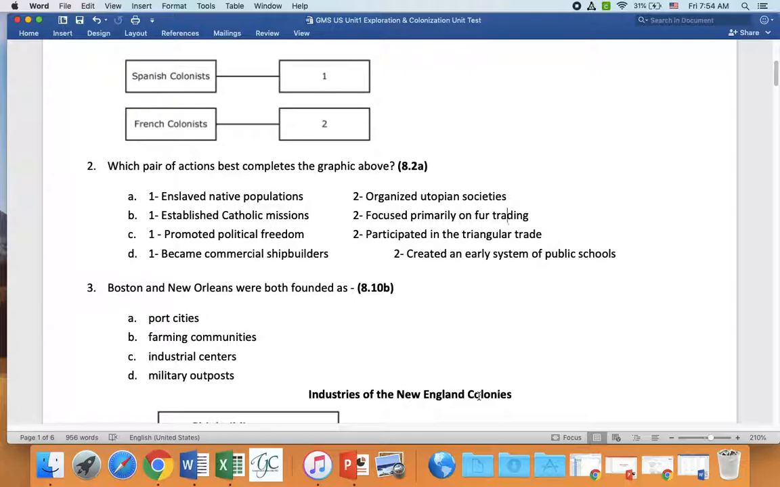Number 2, which pair of actions best completes the graphic above? You have Spanish colonists leads to number 1, and French colonists leads to box number 2.